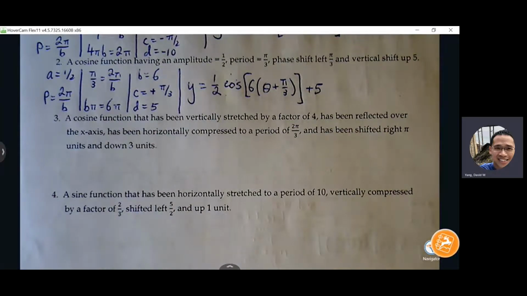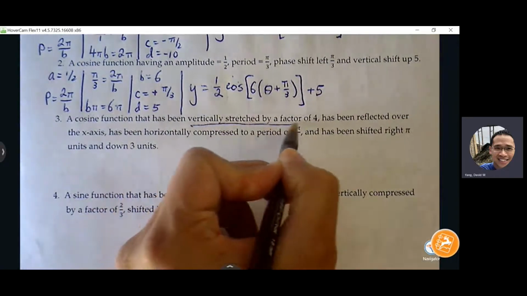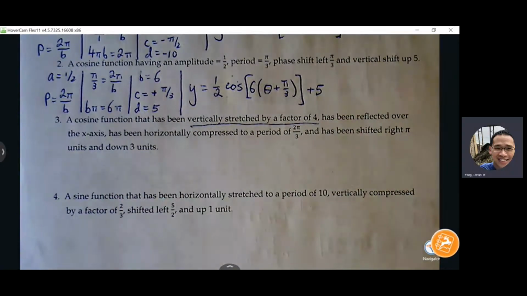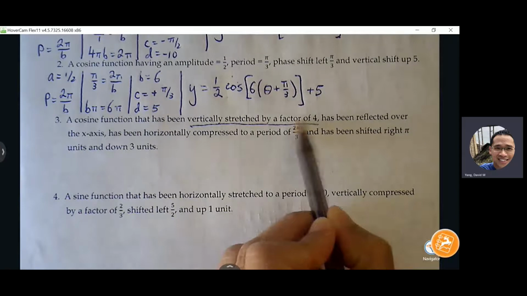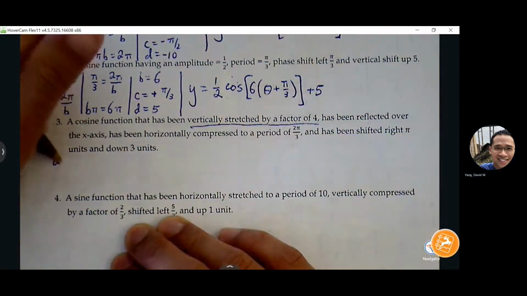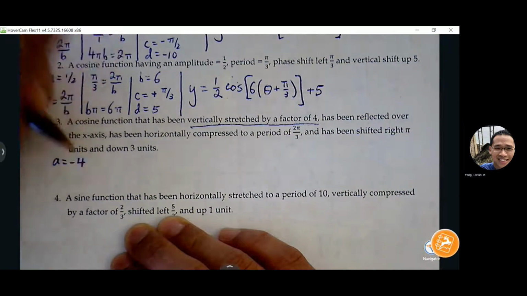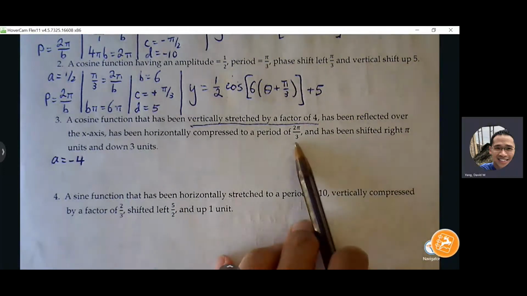Cosine function that's been vertically stretched by a factor of 4 and has been reflected over the x-axis. Okay, so what can we gather about one of the values here? Good, yeah, so we know that the amplitude is 4, vertically stretched by a factor of 4, that's your amplitude. Reflected, that's a negative. Period is 2 pi over 3.